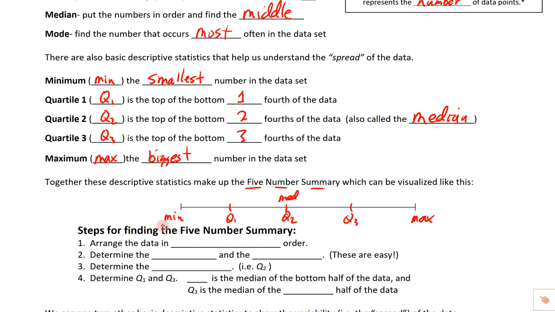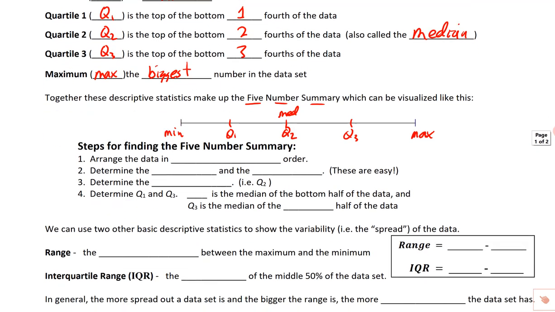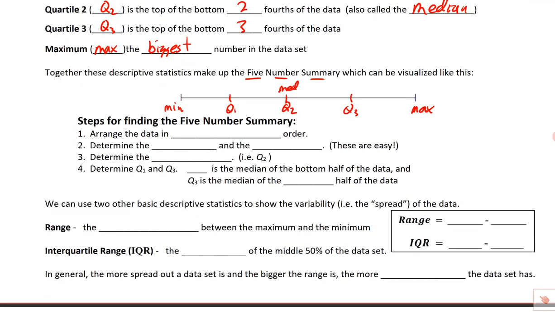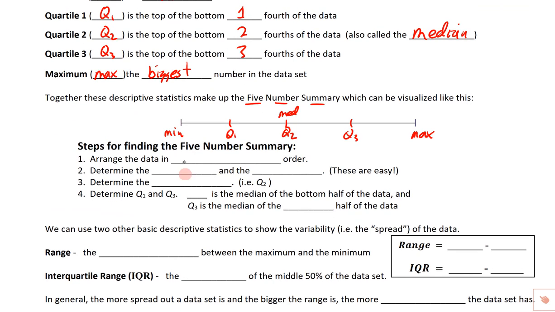Now there are some steps for finding a 5-number summary, and here's how they go. So the first thing we want to do is arrange the data in ascending order. So we're going to write the word ascending here. Ascending means we write it from smallest to biggest. Then we determine the min and the max. And these are pretty easy because the min, again, is just the smallest one. The max is the biggest one.